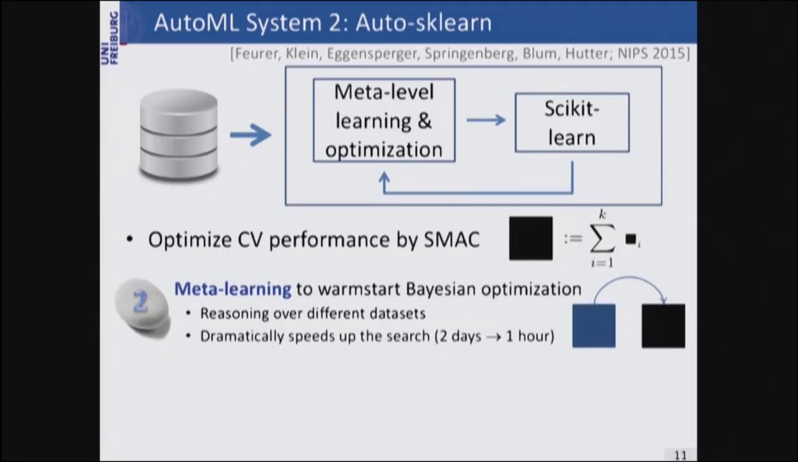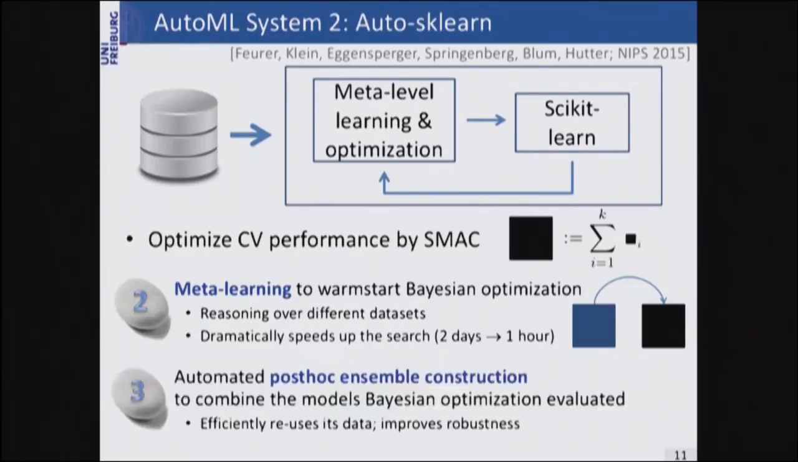One other speed-up trick we use here is meta-learning, or reasoning across data sets. Given a new data set, we looked at how similar previous data sets we've seen before are, and what were good algorithms and hyperparameter settings for those, and run those first in order to bootstrap and get a very nice initialization for Bayesian optimization. And that really does dramatically speed up the search.